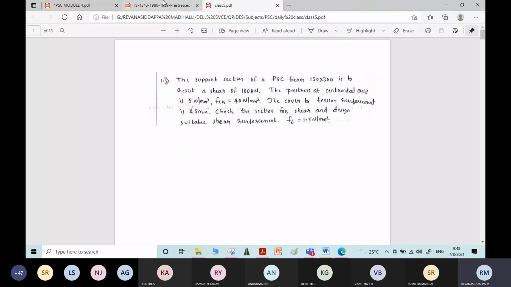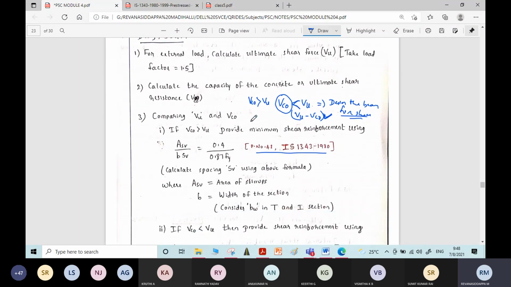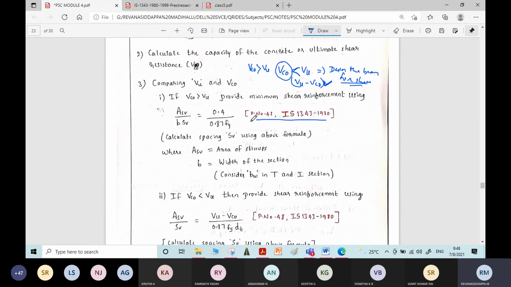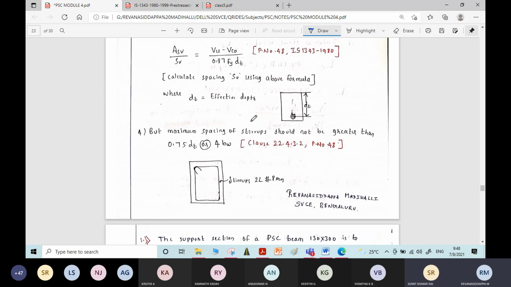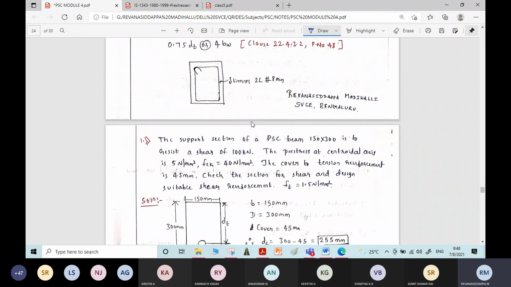Did you get some idea, students? Did you get some idea on design for shear? Yes, sir. Okay. So when we start solving the problem, then you will get the clear idea.